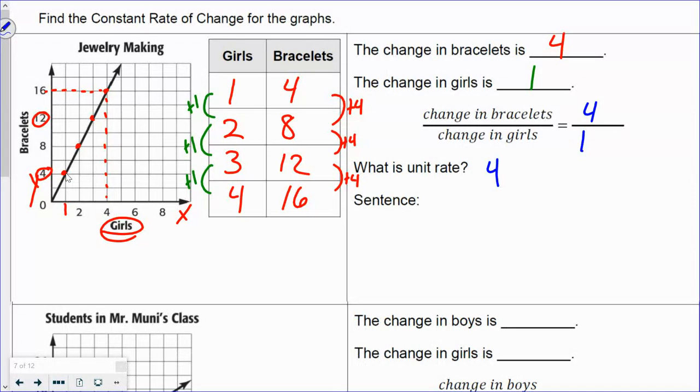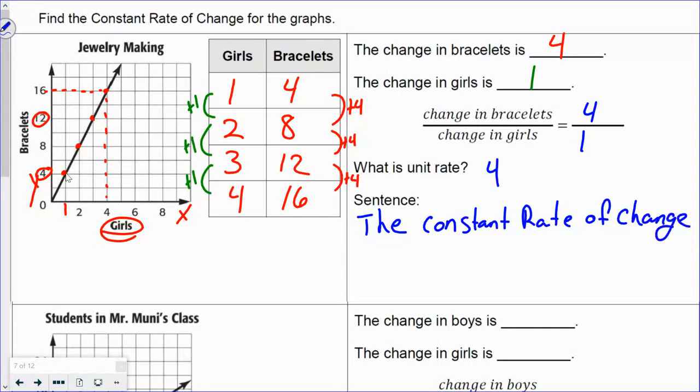Okay, so how do we write this as a sentence? Well, our sentence is the constant rate of change is 4 bracelets per girl. Alrighty. Looking good, looking good. Alright, so now we have a class.